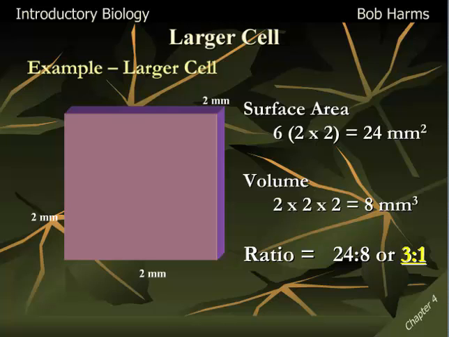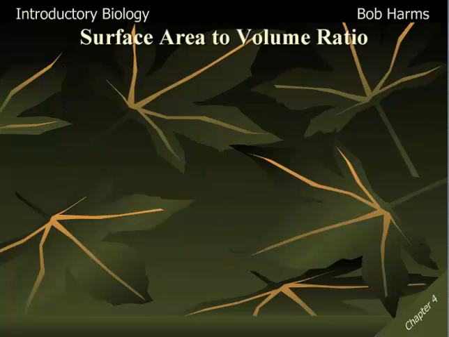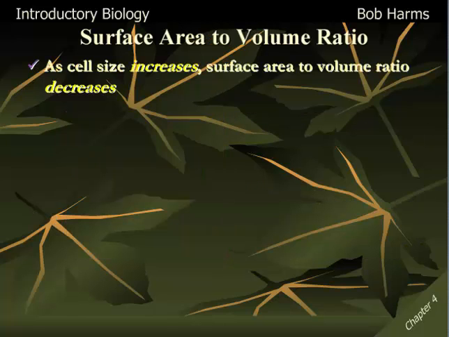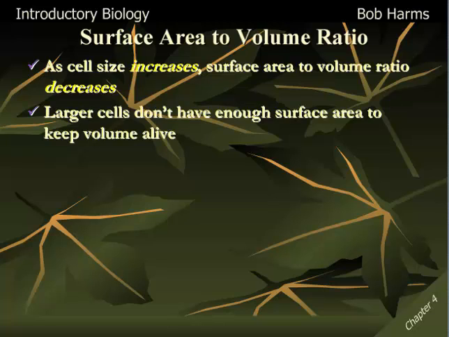And so while cells get larger, surface area and volume are going to get larger, but not at the same rate. The volume is going to increase much faster than the surface area. So our take-home message here with our surface area to volume ratio is that as cell size increases, as our cells are getting bigger, that surface area to volume ratio decreases. It's getting smaller. So one of the reasons, in fact the main reason that cells are microscopic, is if a cell gets too big, it won't have enough surface area to feed and to keep that volume alive inside.